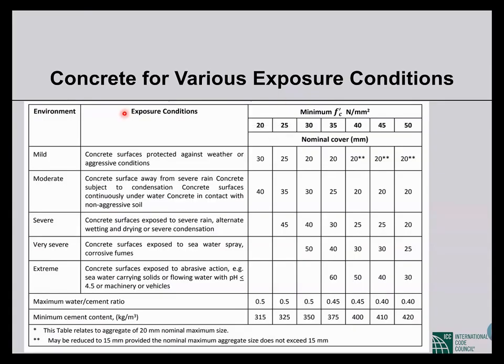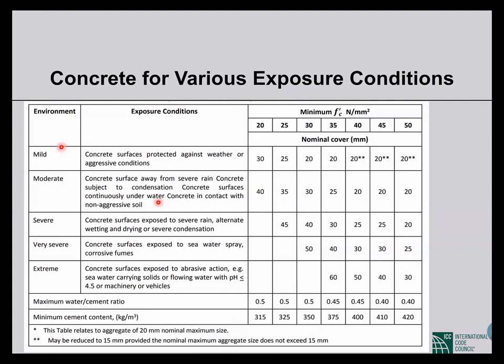Now we come to the detailing part of the code, that is Part 6, Chapter 8. This table is provided in Part 6, Chapter 8. For different exposure conditions, what should be the maximum water cement ratio? We found that for different strengths of concrete, the water cement ratio is prescribed in the code. But depending on the exposure condition, there is another limit on water cement ratio in this table. And minimum cement content is also mentioned here, the minimum amount of cement that has to be used in the concrete.